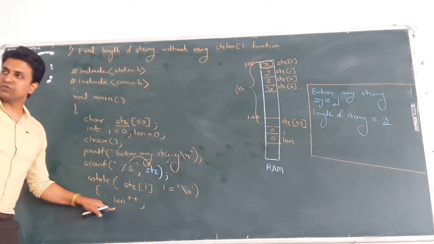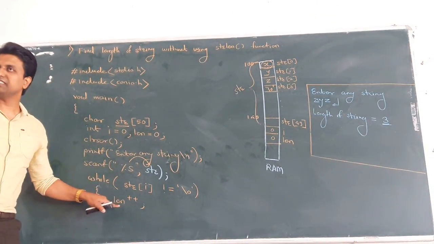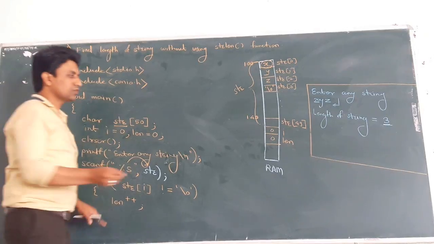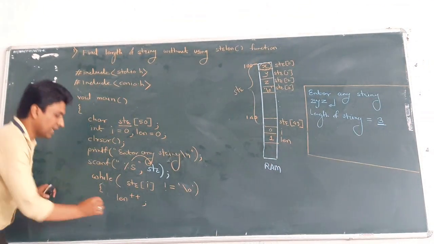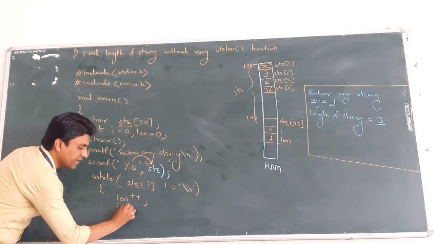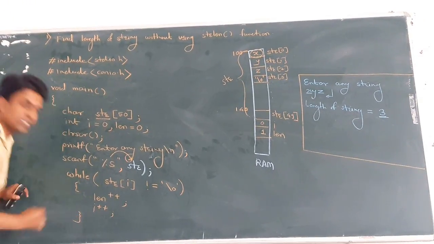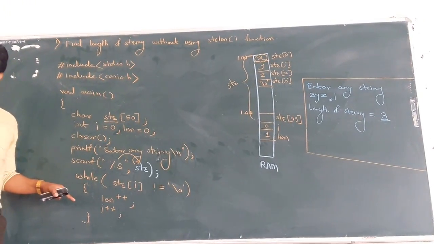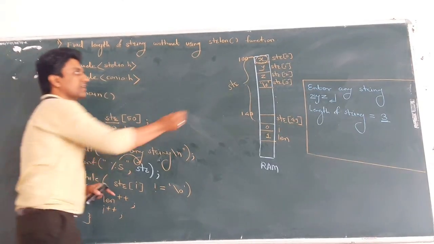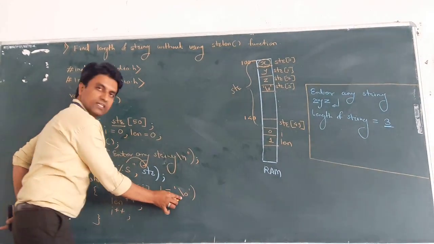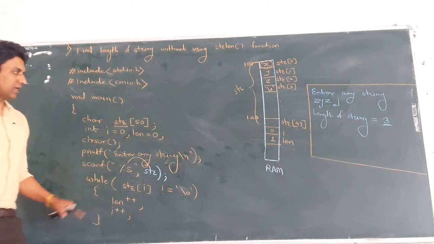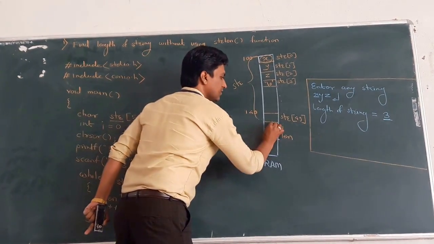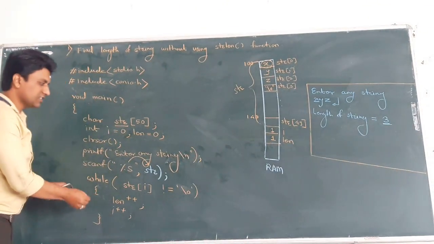If you enter into the while loop, length plus plus means length is incremented by 1. So now length becomes 1. Okay, and also we want to increment the i variable, that means i plus plus, because we have to compare the second character y with the \0. So increment the i variable also. So now the current value of i becomes 1. So this is the loop.